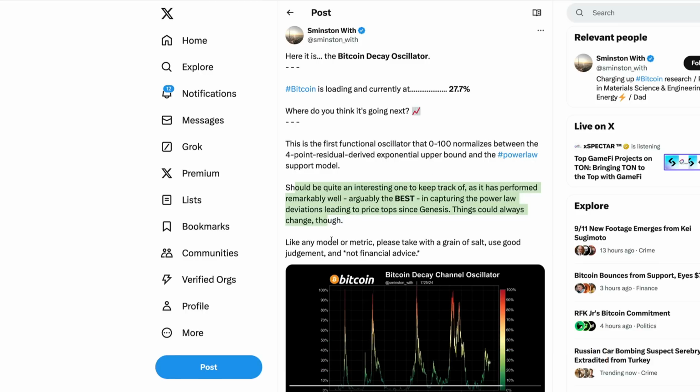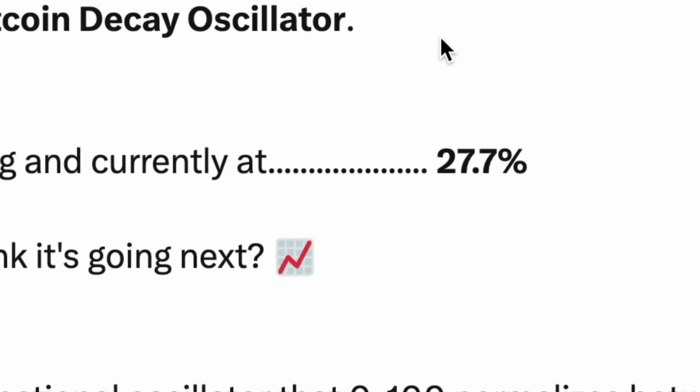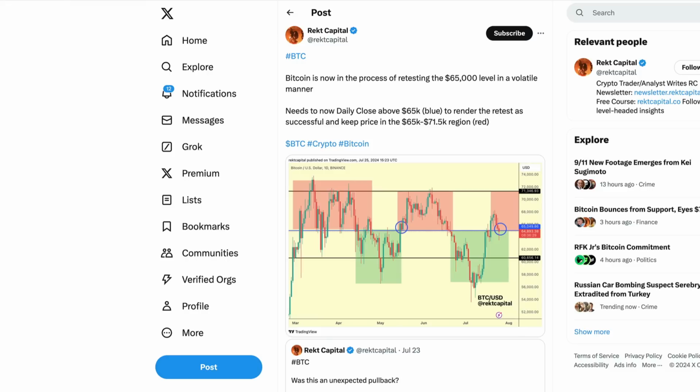Like any model or metric, please take this with a grain of salt, of course. Use good judgment and not financial advice. So again, guys, we are at 27.7%, nowhere near the top of the market yet.